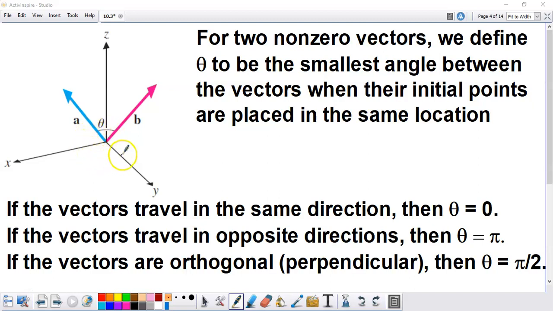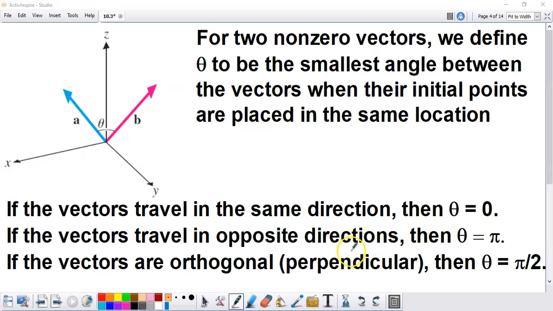I can come down here. I can come out of the screen toward you and define the angle that way. Theta is going to be defined to be the smallest such angle between the two vectors. Vectors that travel the same direction are going to have a theta value of 0. Vectors that travel opposite directions are going to have a theta value of pi.